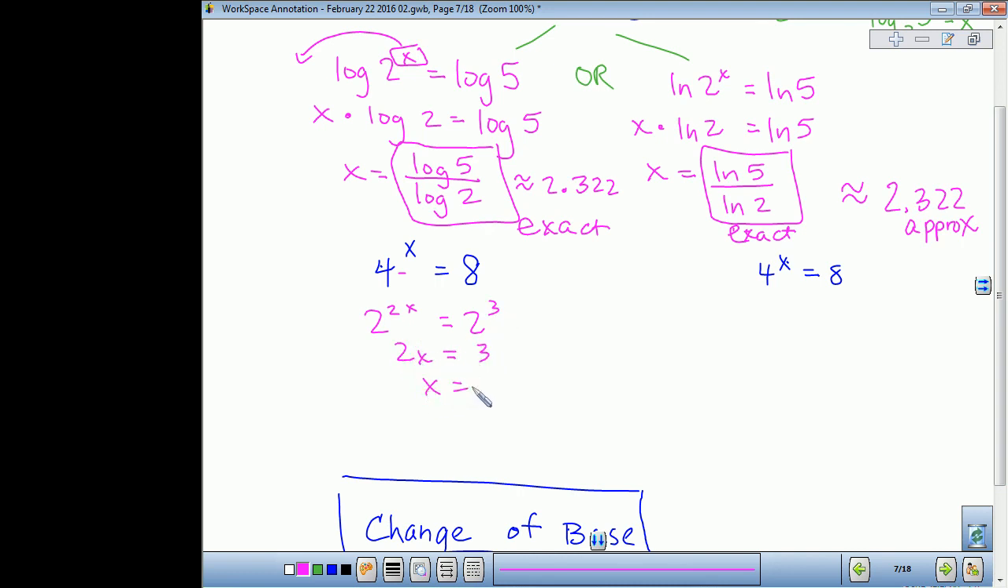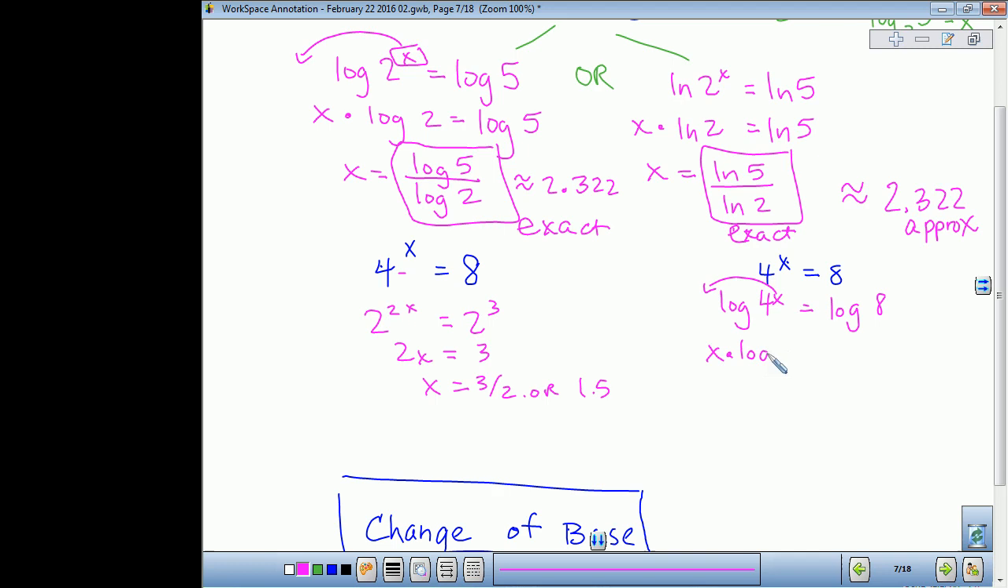And I'd get x equals 3/2 or 1.5. What if I took the log or natural log of both sides? Does it get to the same answer? It does. And it even gets to it in a very interesting way.